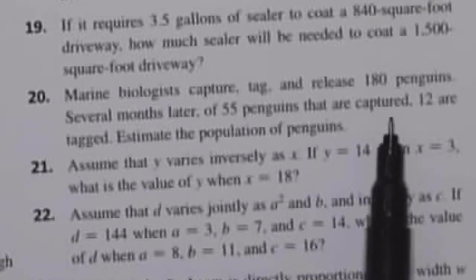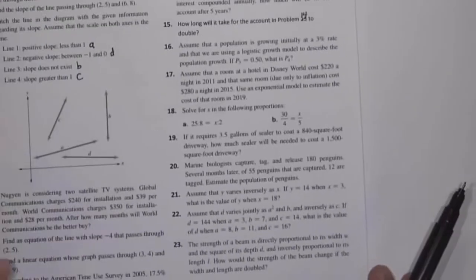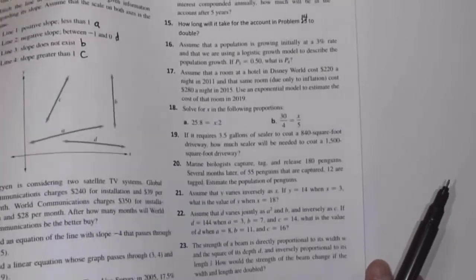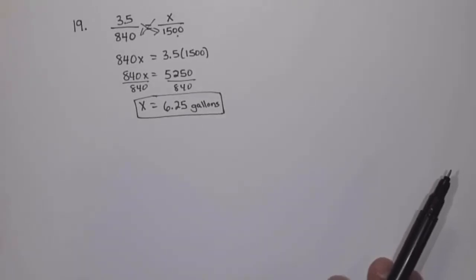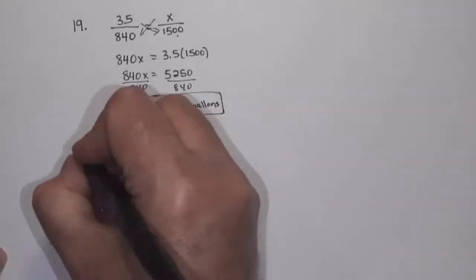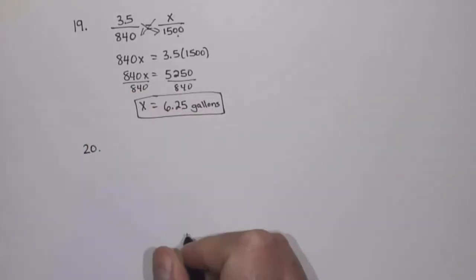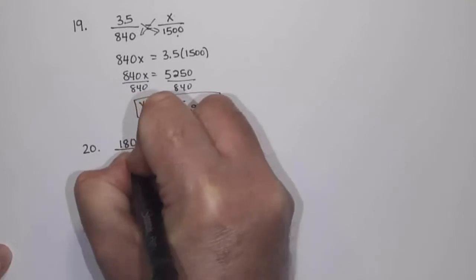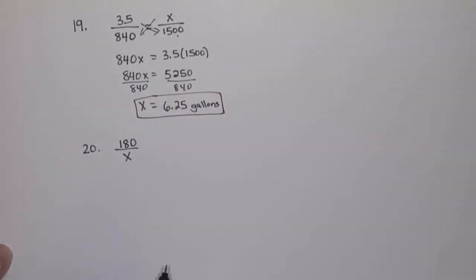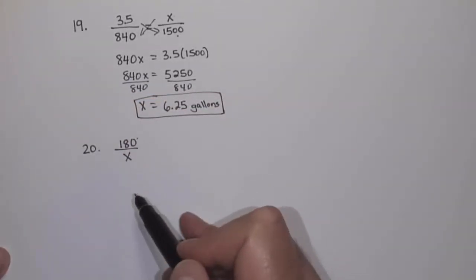Marine biologists captured, tagged, and released 180 penguins. Several months later, of the 55 penguins that are captured, 12 are tagged. Estimate the population of penguins. Okay? So we're going to let x equal the population of penguins. And in problem number 20, we know that originally 180 penguins were tagged out of the entire population. So I have tagged to population.